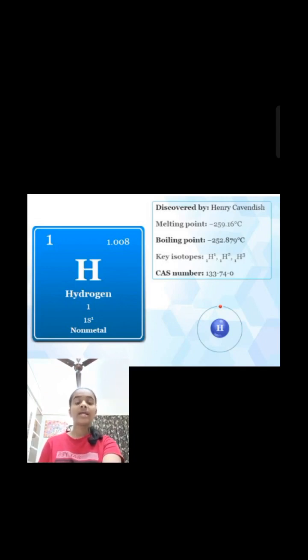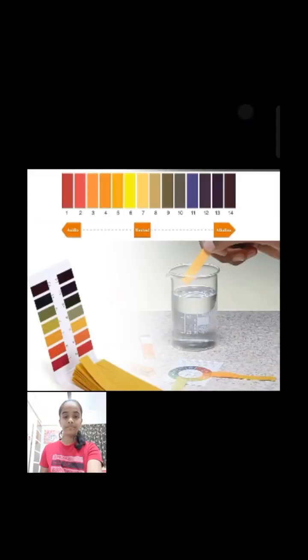Now we will see chemical properties. First, litmus paper. Hydrogen is neutral to litmus paper. That is, it neither changes blue litmus paper to red nor red litmus paper to blue. Second, combustion. Hydrogen is a combustible gas, which means it burns itself. It does not support combustion. Pure hydrogen burns silently with a pale blue flame, but a mixture of hydrogen and air burns with a characteristic pop sound.